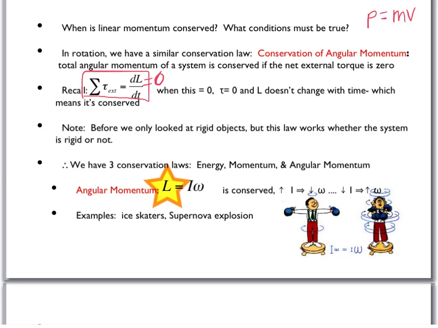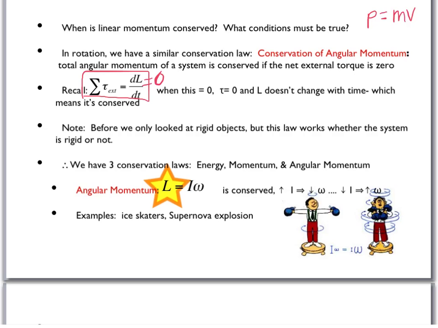Before, we looked only at rigid objects, but with this particular law, it's going to work whether the system is rigid or not. So you could apply the conservation of angular momentum to nearly any type of system as long as there wasn't any net external torque. This means that we now have 3 conservation laws: the conservation of energy, the conservation of linear momentum, and the conservation of angular momentum. Now here's what this looks like in some real-life scenarios.